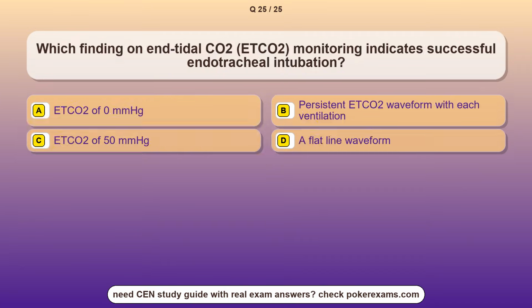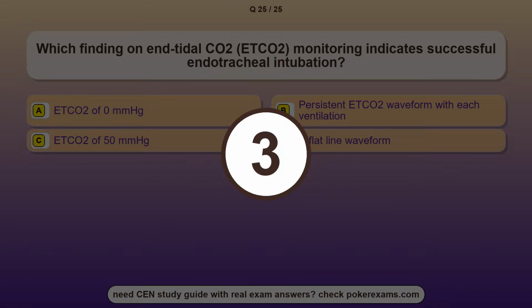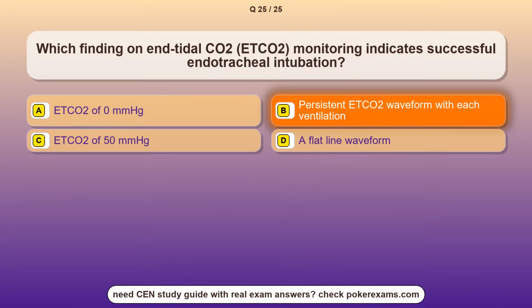Question 25. Which finding on end-tidal CO2, EtCO2, monitoring indicates successful endotracheal intubation? Option A, EtCO2 of 0 mmHg. Option B, persistent EtCO2 waveform with each ventilation. Option C, EtCO2 of 50 mmHg. Option D, a flat line waveform. The correct answer is option B. Persistent EtCO2 waveform with each ventilation.